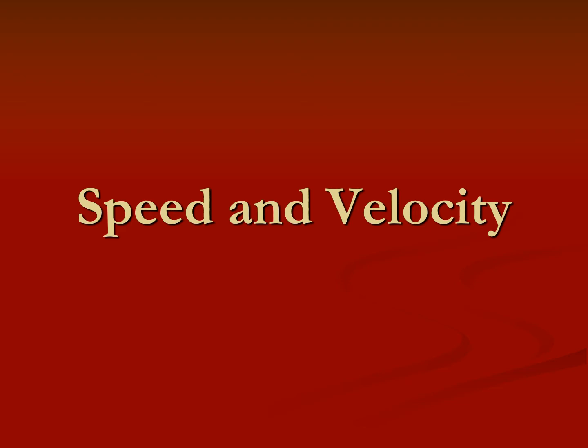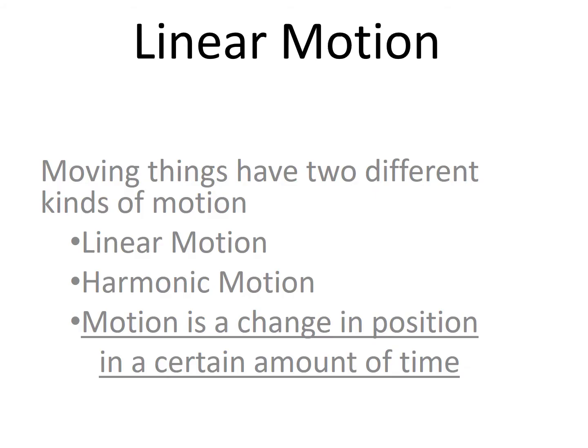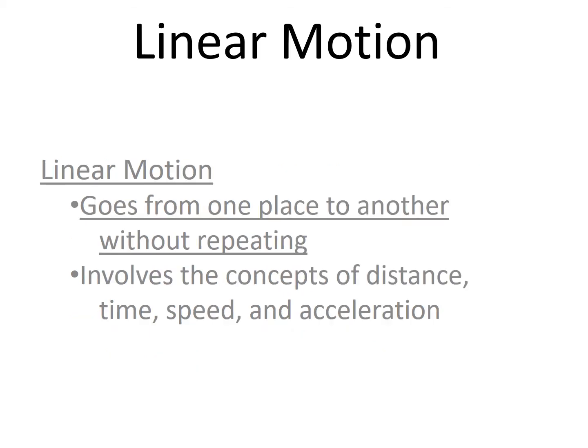Hey guys, today's topic is speed and velocity. So when we're talking about motion, there are two types, linear and harmonic. And harmonic has to do with waves, and we'll talk about that next semester. But motion is a change in position in a certain amount of time. So linear motion just goes from one place to another without repeating.